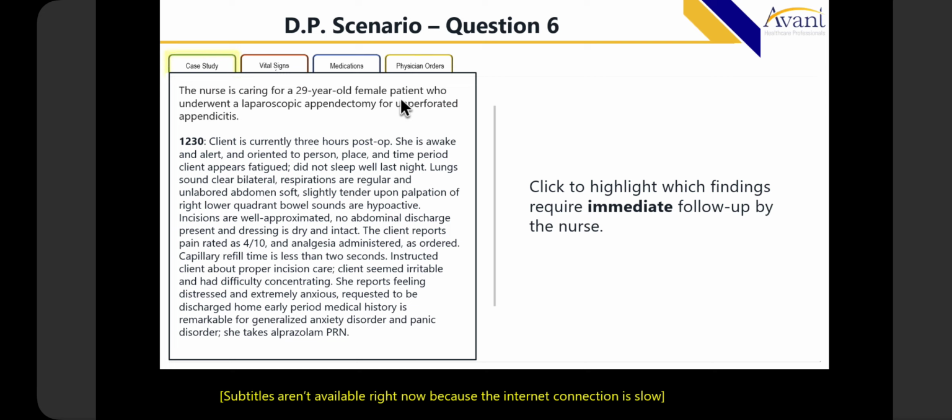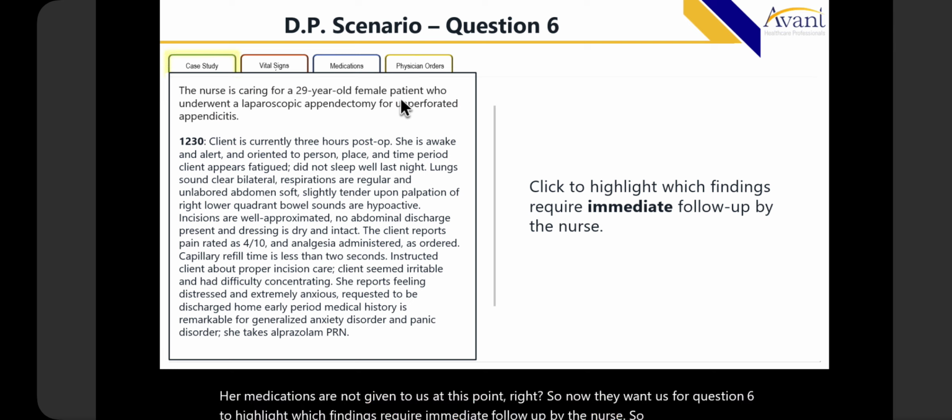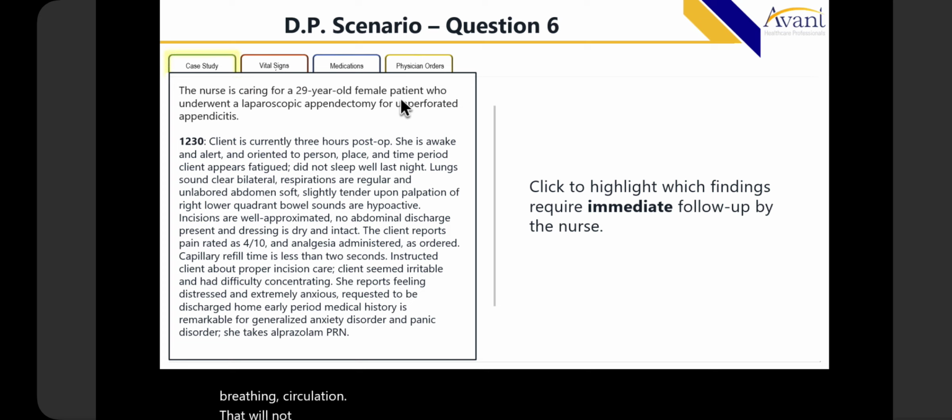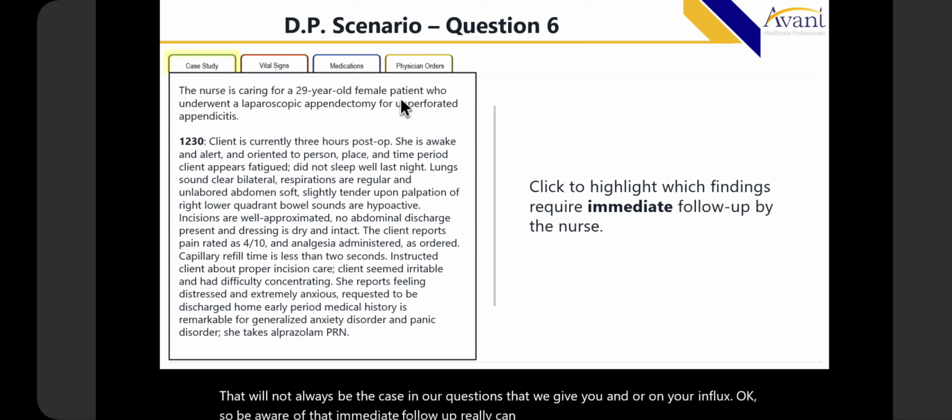So now they want us for question 6 to highlight which findings require immediate follow-up by the nurse. I'm going to give you a little bit of a clarification here in your Nurse Achieve case study questions. When they say immediate follow-up, they are typically looking for answers that address airway, breathing, circulation. That will not always be the case in our questions that we give you and or on your NCLEX. So be aware of that. Immediate follow-up really can focus on things that are not the way they're supposed to be, that are out of the ordinary, that are not normal, that are concerning enough that you would call the doctor. That's what you're looking for.